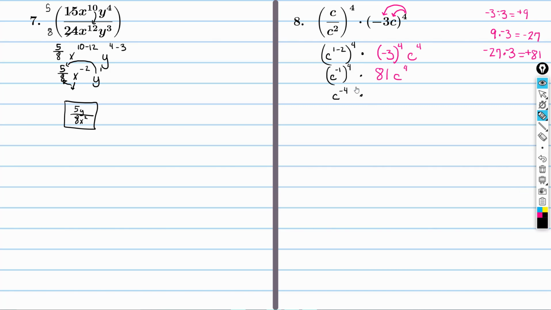And so we'll go ahead and write it down on this next line. Now that 81 is just going to come to the front. I have c to the negative 4 times c to the 4 because we're going to add these exponents. So that's 81 c to the 0 power. So c to the 0 power becomes 1. And so I have 81 times 1, which is 81. And that is my only part of the answer that I have.